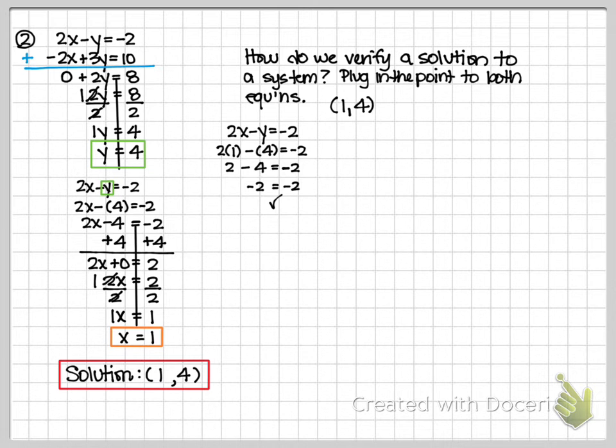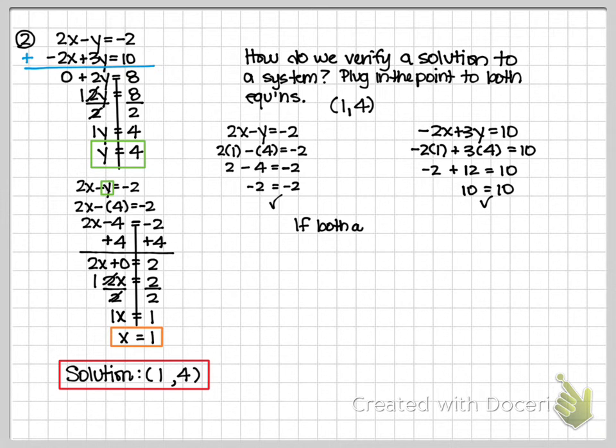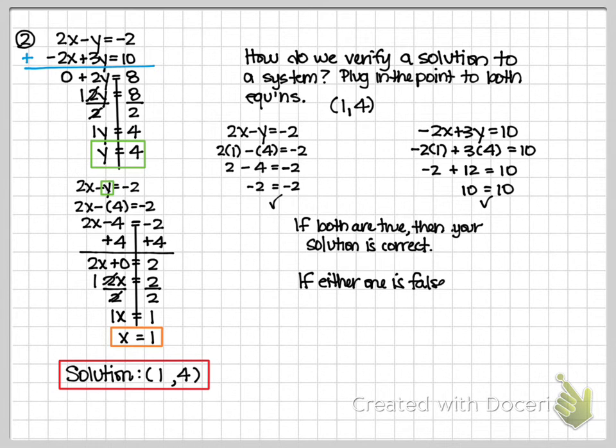But you can't just plug it into one of them. You've got to plug it into both. So we grab the other equation as well. So negative 2x plus 3y equals 10. So we've got negative 2, plug in the 1, 3 times 4. All right, that gives me negative 2 plus 12. That looks like 10 equals 10. That's also correct. If both are true, then your solution is correct. If either one of them is false, then your solution's wrong.